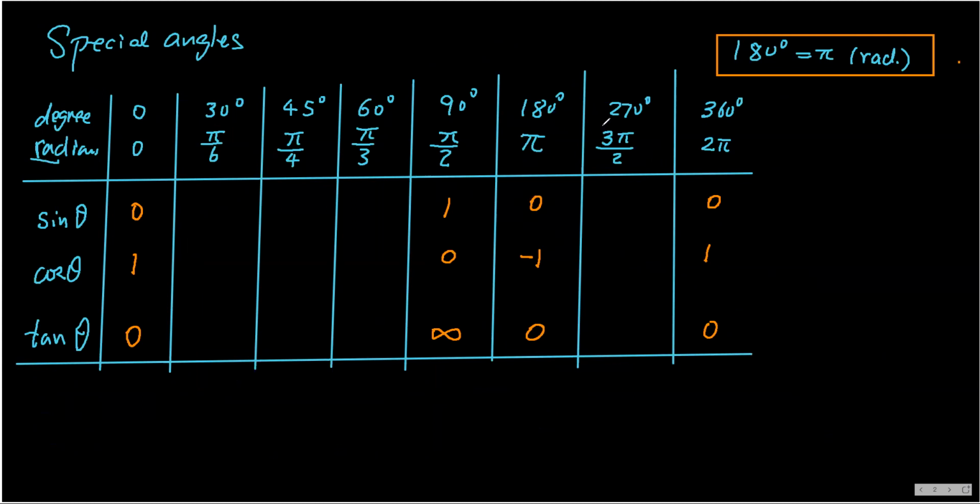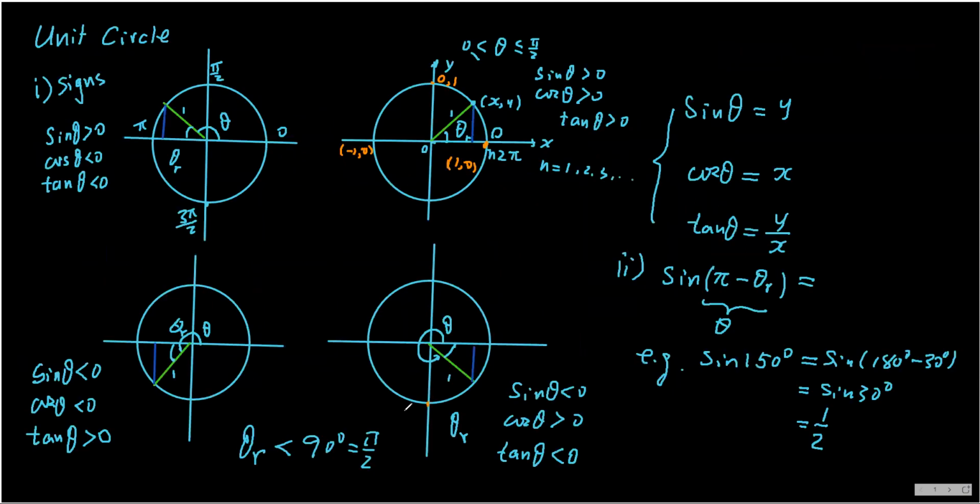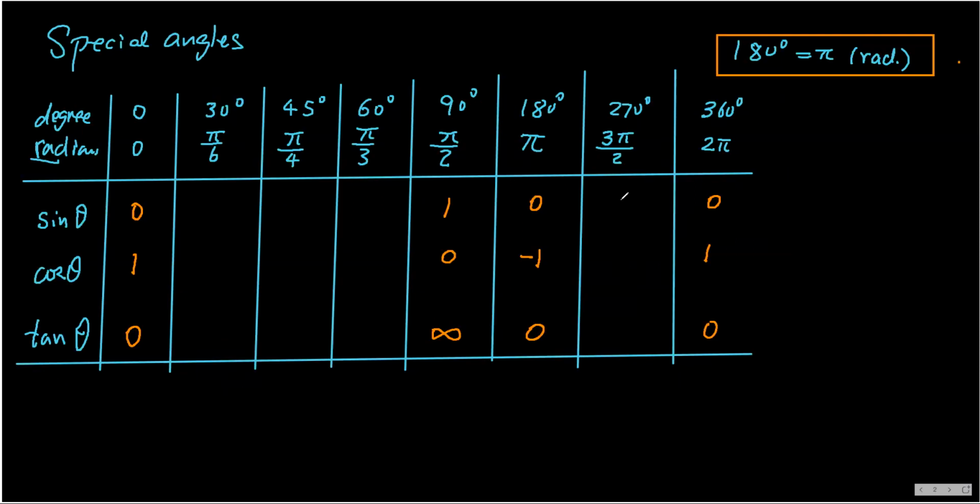How about 270 degree, which is closer to 90 degree? 270 degrees. What is y? Y is negative 1. Yeah, y is negative 1. Can you see? X is 0. That is 0 and negative 1. Okay. How about cosine? 0. X equals 0. Okay. How about tangent? Infinity. Negative infinity?